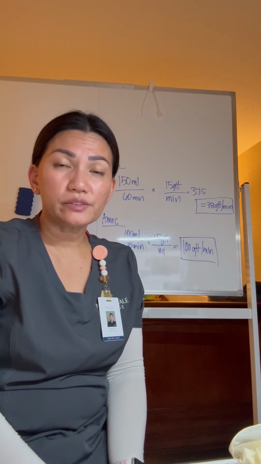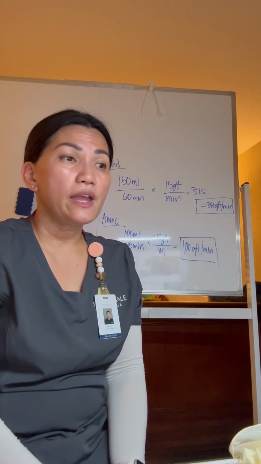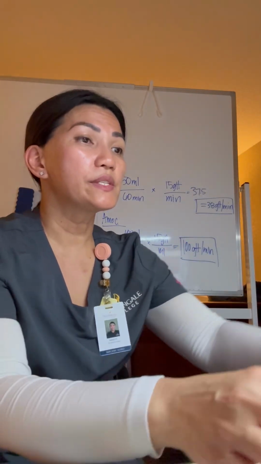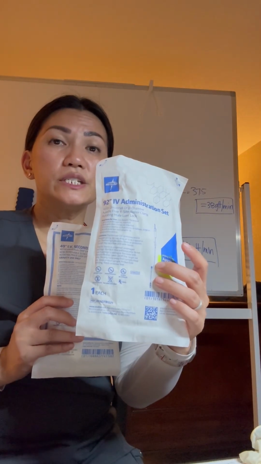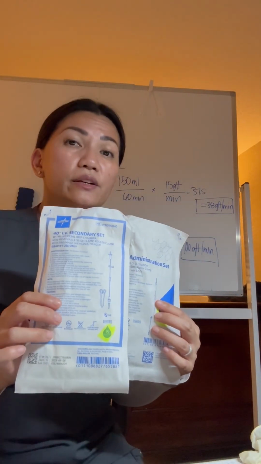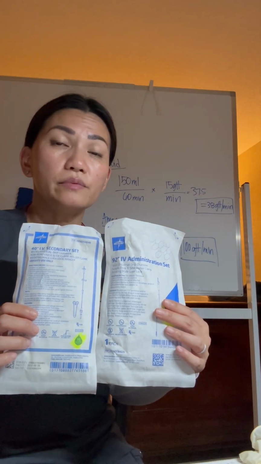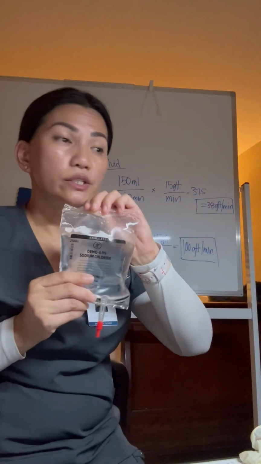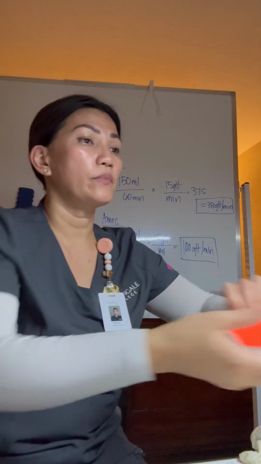I have checked the doctor's order, verified that the patient is not allergic to the medication. I have gathered all my supplies. I have my alcohol prep. I have my pair of gloves. I have my 2 sets of tubing. I have the administration tubing as well as my secondary tubing. Both are Macrodrip, 15 drops per mL. I have my solution as well as my medication.